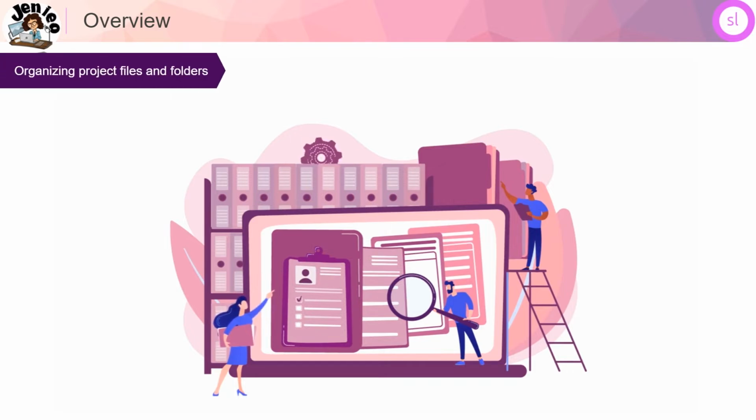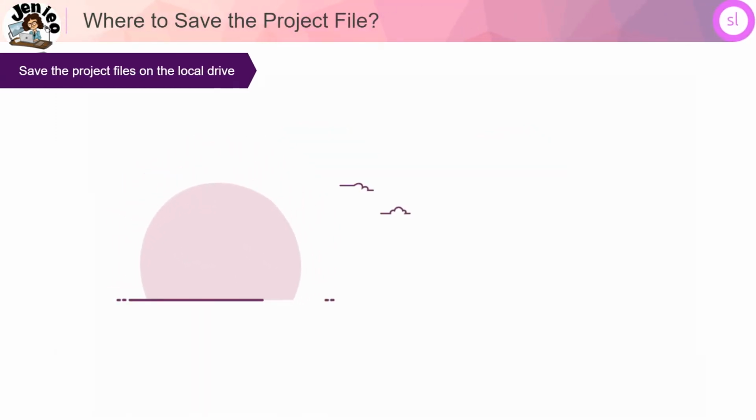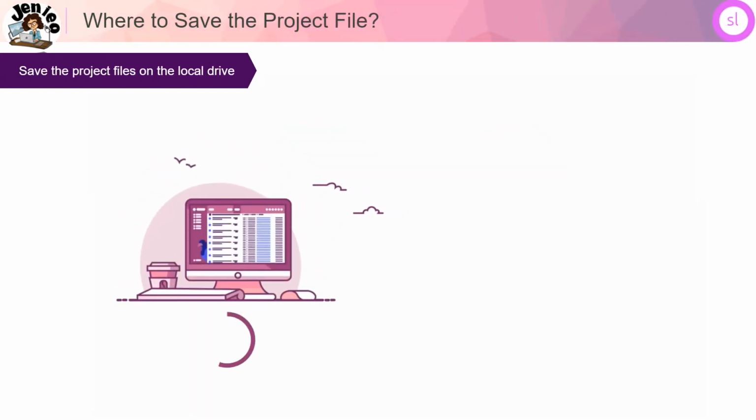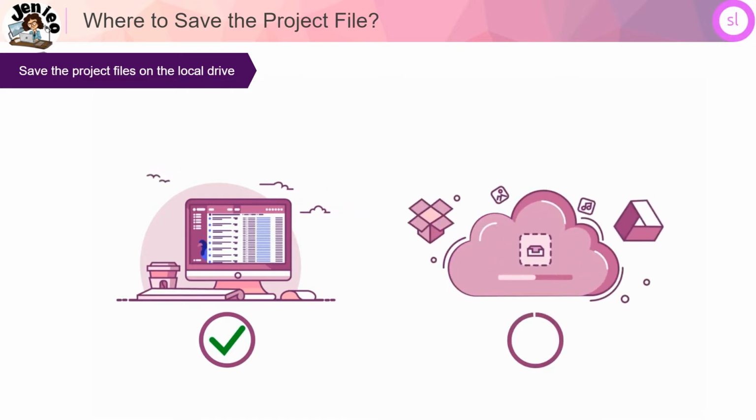In this video, we will talk about organizing your files and folders for your e-learning project. By organizing your project files and folders properly, you will not only save time looking for them later, but also avoid running into the risk of corrupting your Storyline project file. Another thing to remember is that it is always better to save the file on the local drive. In my experience, working through a shared cloud drive can sometimes cause issues in your Storyline project file.